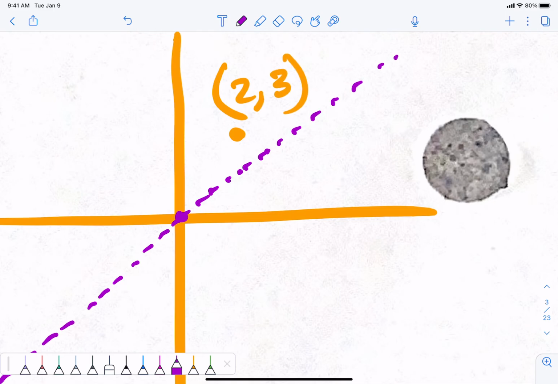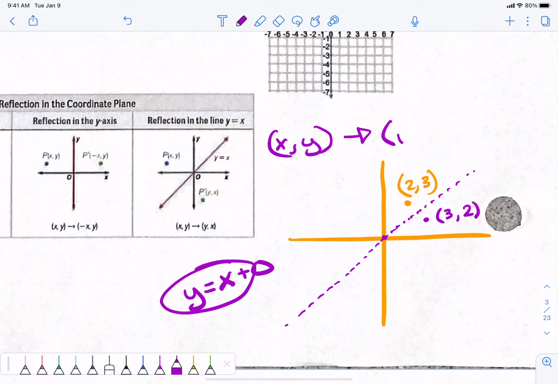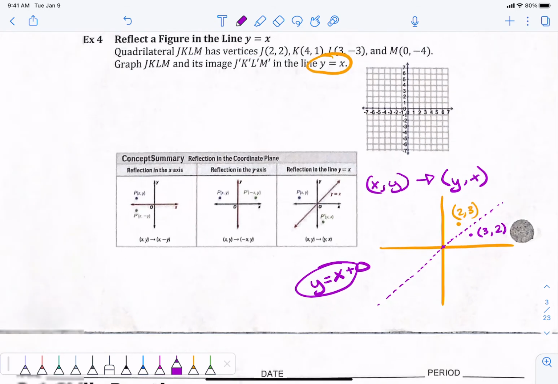Do you see where he's kind of going to live? He's going to live like over here. Do you see that? Okay, what's the coordinates of that point going to be? Yeah, he's going over 3 and up 2. So what's the rule for y equals x? xy is going to become yx. You just switch places with each other, right? So when you're reflecting across that dotted diagonal line, the y equals x line, you're just flipping your x's and y's. Okay, so that's what we're doing here.